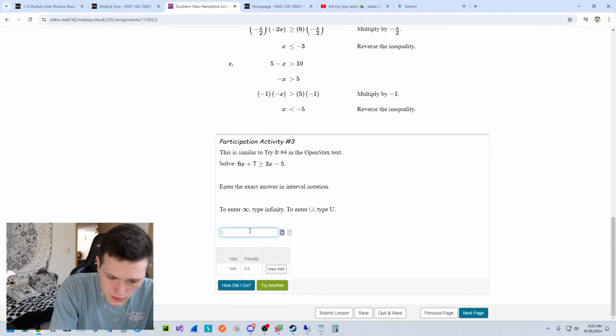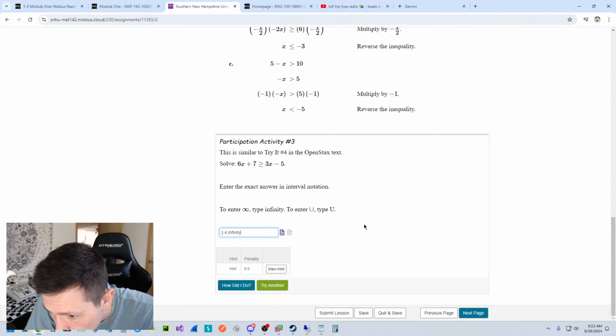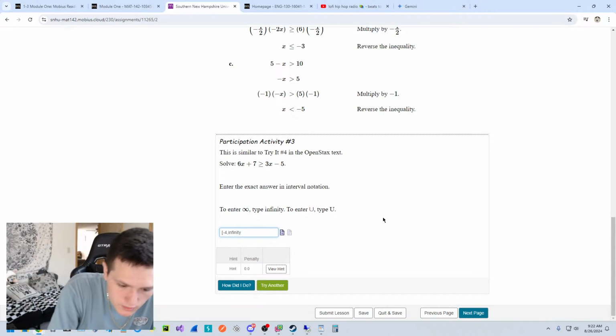Alright, so it would be bracket. This is like damn near the same one that I just had. This is like the same answer. And then parentheses.